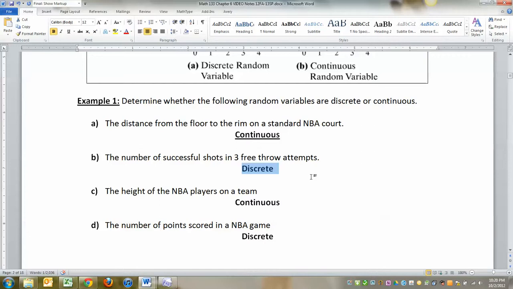Right? It's not that high. All right, the number of successful shots in 3 free throw attempts. So if you go up to the line and you shoot 3 times, you're either going to make 1 basket or you're going to make 2, but you can't make 1.22, right? That's not how it works.